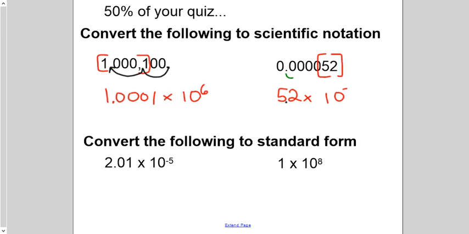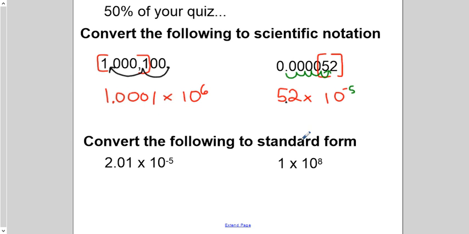And you've got to count over how many spaces it moves to where you want it, which in this case would be right between the 5 and the 2. So 1, 2, 3, 4, 5. So 5.2 times 10 to the negative fifth. Excuse my sloppy handwriting there.